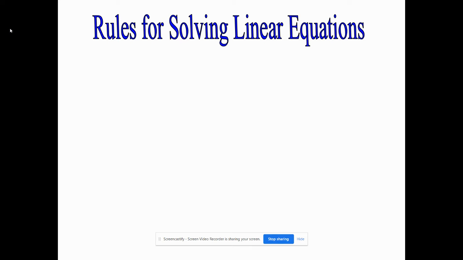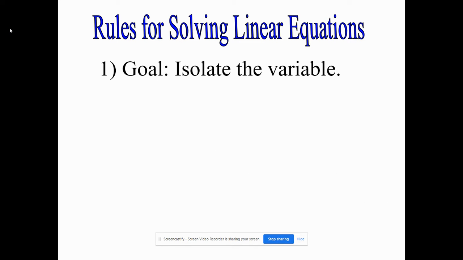So the rules for solving linear equations, make sure you write this down, is number one, isolate the variable. We want the variable, the x or y, the p, the t, whatever it is, to be on its own. So we're isolating it, okay? So we're going to do whatever we can to make it on its own.